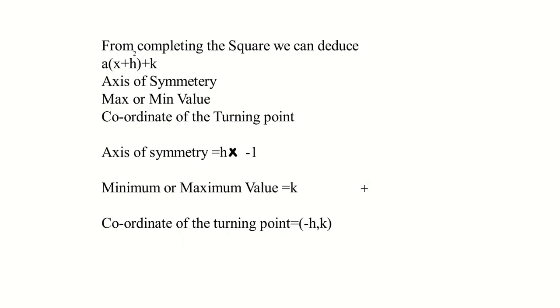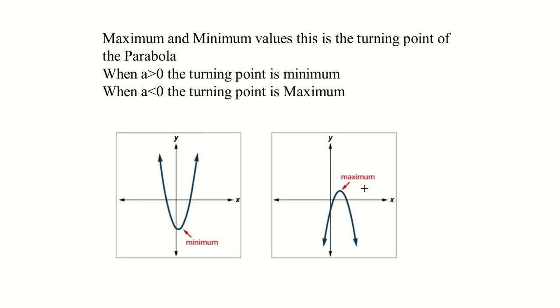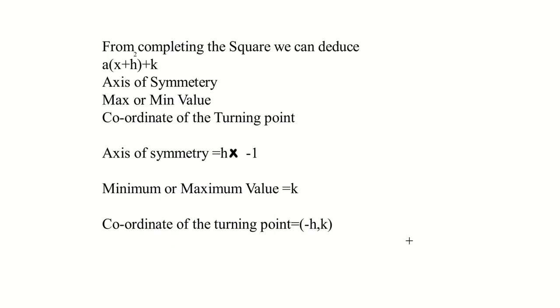Right? Now, to find the turning point and those types of things, we need to complete the square. Completing the square gives the form a(x plus h) to the power of 2 plus k. There are two ways that you can complete the square.